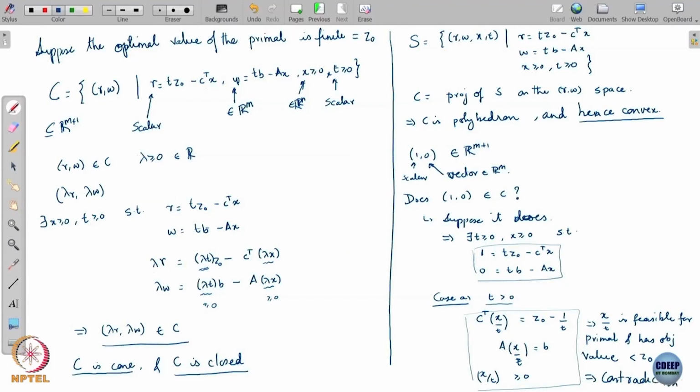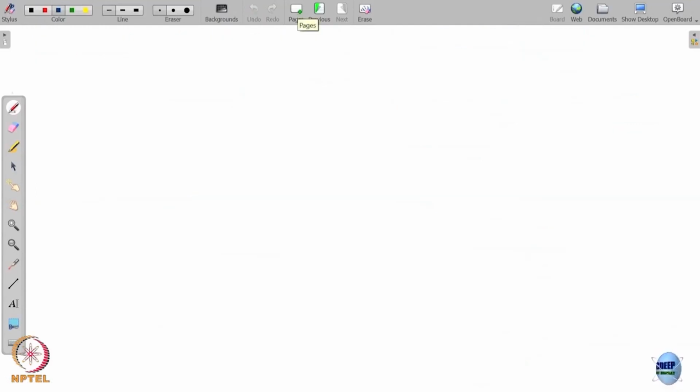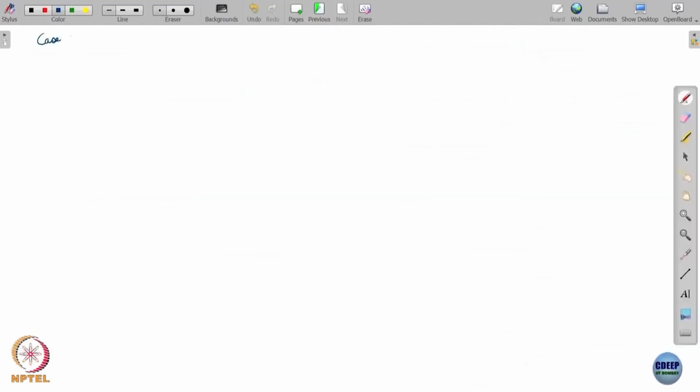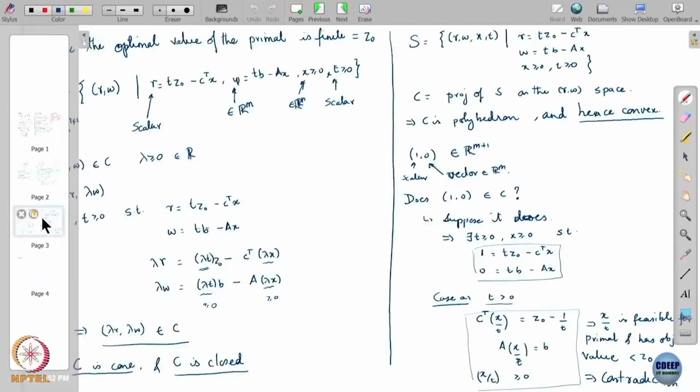Right. So, case A therefore is impossible, which means you cannot have t strictly positive. Okay. Now, let us go to the other case, case B. Since t is greater than or equal to 0, the only case remaining is t equal to 0. Now, if t is equal to 0, these boxed equations hold with t equal to 0.